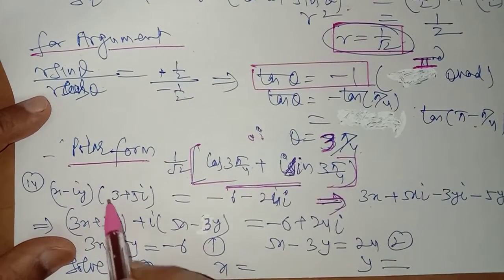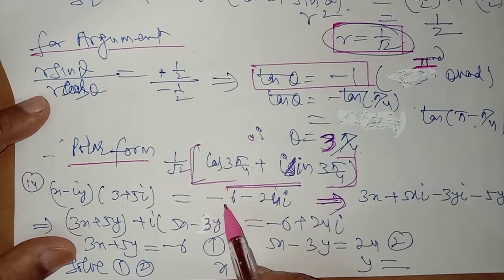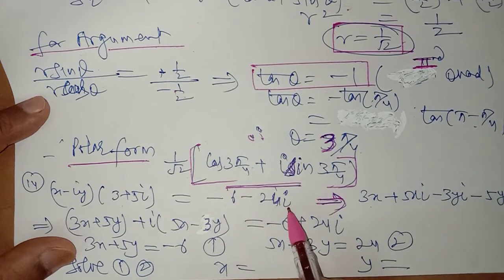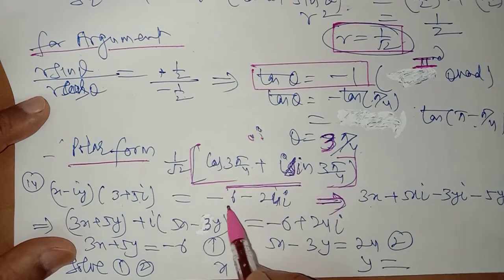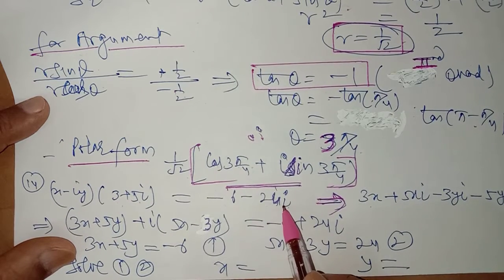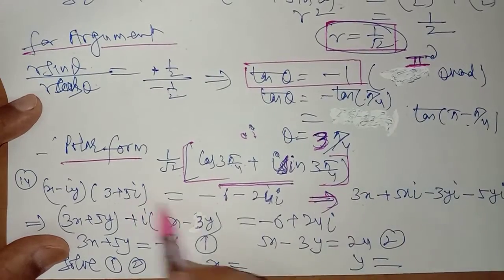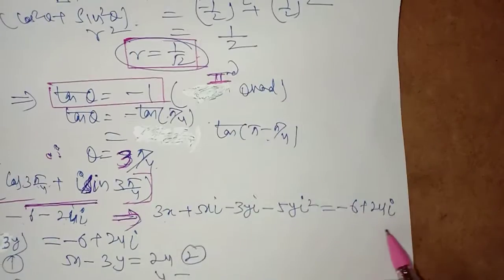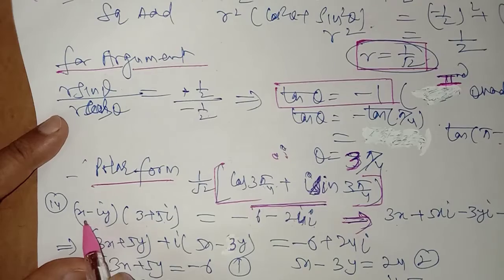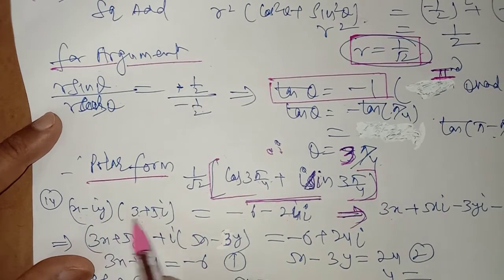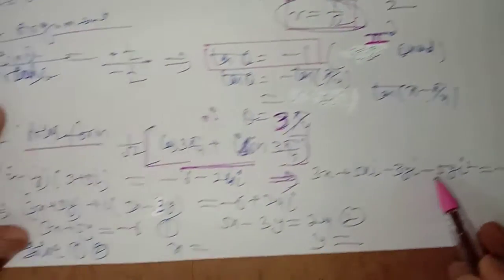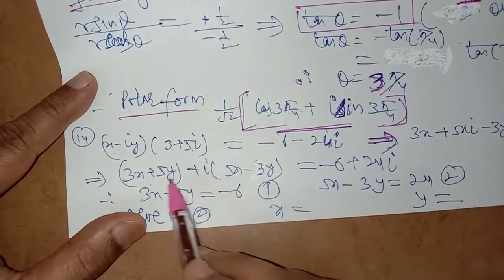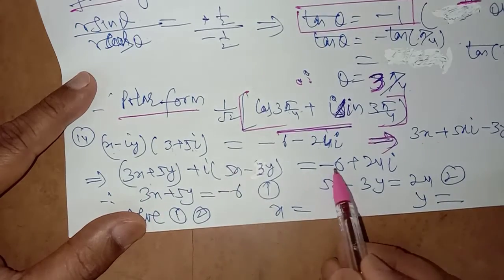Now question number 14, it's a good question. It is given that (x minus iy) into (3 plus 5i) is the conjugate of minus 6 minus 24i. So the conjugate is minus 6 plus 24i. Multiply these two brackets: 3x plus 5xi minus 3yi minus 5y i square. Convert this into the standard form, and we get the real part and the imaginary part. Now these two are equal.